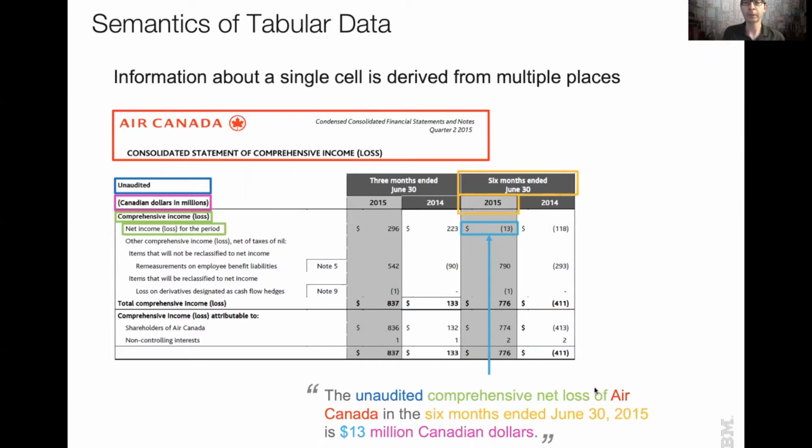For instance, comprehensive net loss is coming from what we will call the row headers corresponding to this cell. The time period, 6 months ended June 30th of 2015, is derived from the column headers. Then the information about the currency, Canadian dollars, the scale that we're talking in millions, and the fact that we're talking about unaudited values is coming from information on the top left corner of the table. And finally, the fact that we're talking about Air Canada does not even appear within the table. This is coming from the title of the document.